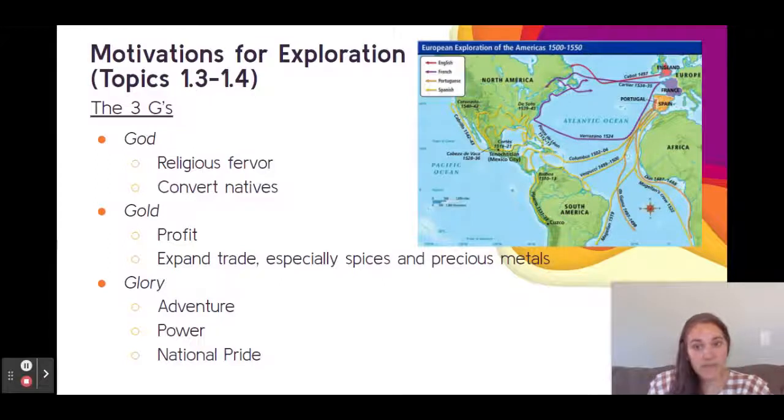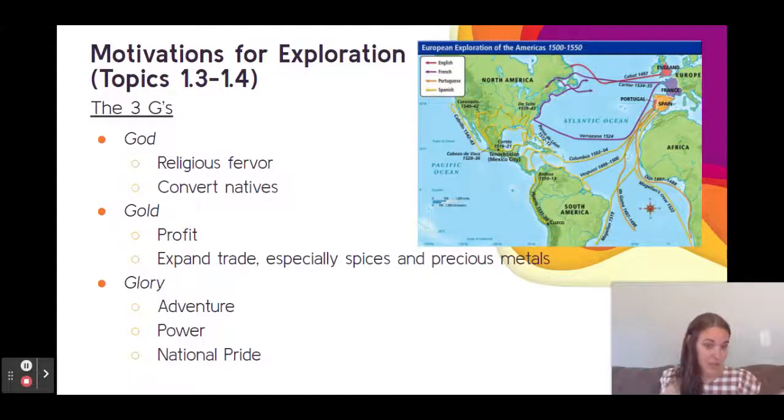So you've got to know the motives for exploration. Why was Europe trying to go around the world? A lot of people call it the 3 Gs: God, gold, and glory. There's various motivations, but almost all of them come back to these 3. They want to spread their religion. Do they want to do that in a kind way? Maybe not so much.